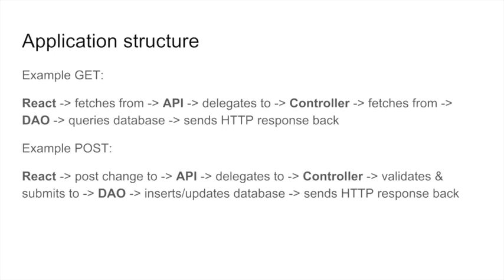An example of a POST request will be very similar. It starts with the React component doing a POST request to the API, which again delegates to the controller, which will then validate the given data and submit it to the DAO. The DAO will perform a database operation, and then it will send back the response to the controller, which will then convert it to JSON and send it back to the client.